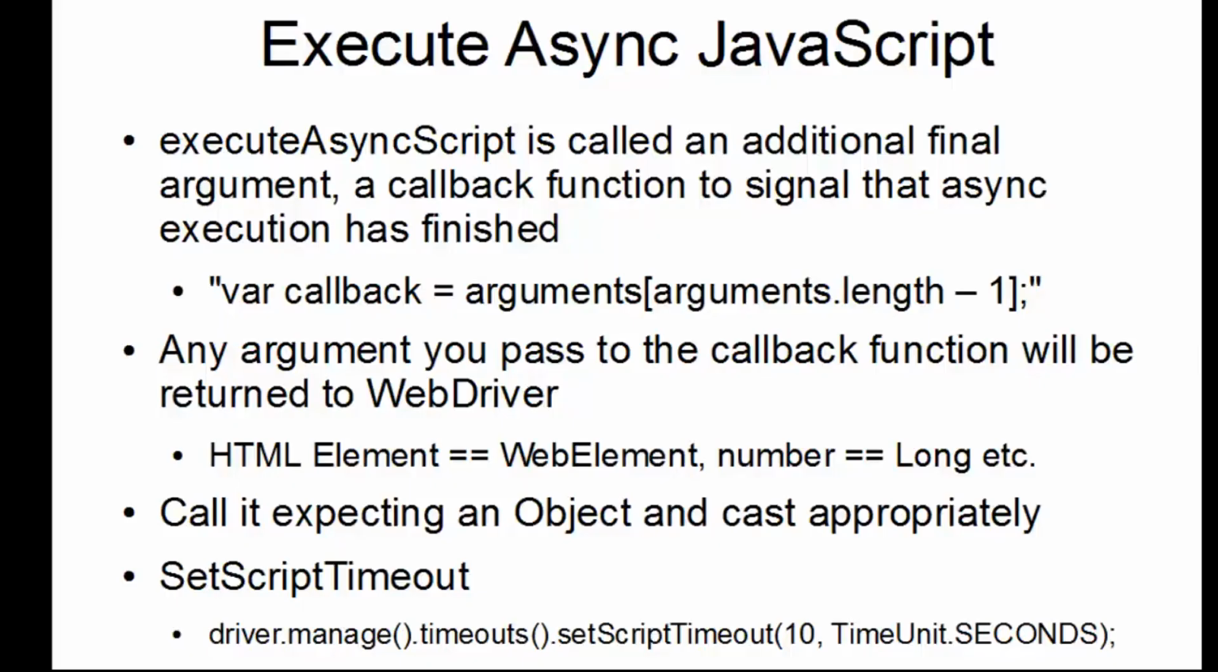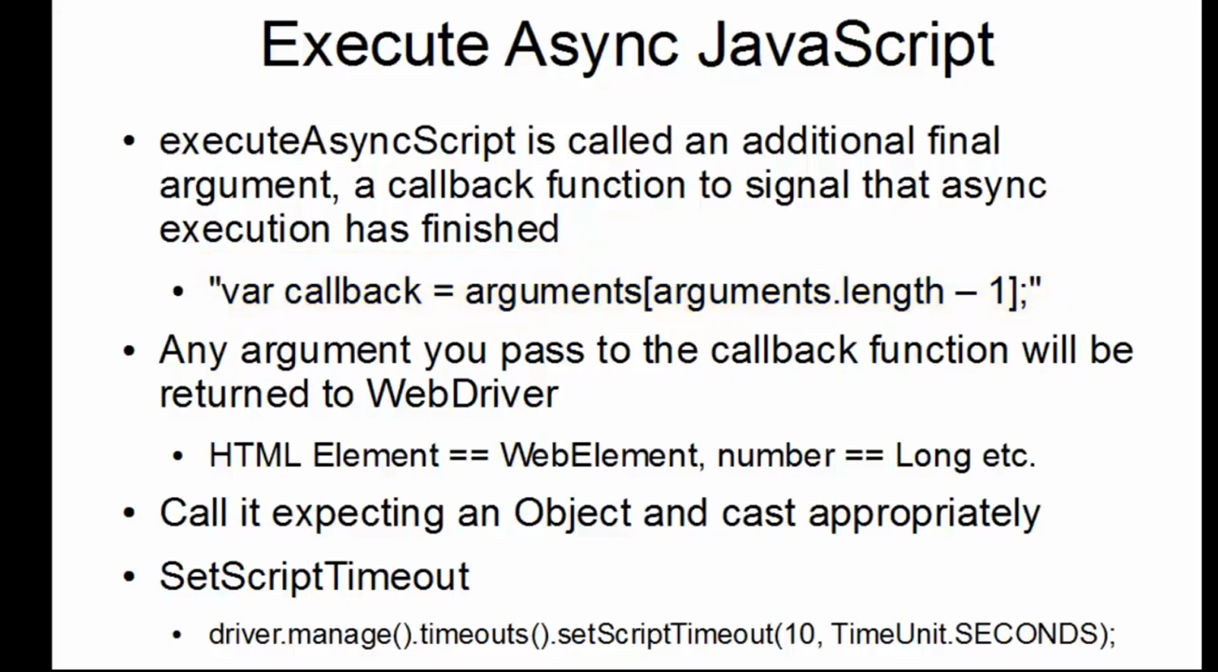So we know that the JavaScript executor has two main methods, execute script and execute async script. When we call execute async script from WebDriver, an additional argument is added into the script by WebDriver as a final argument. So you can see here, var callback equals arguments[arguments.length - 1], get the last argument. That is a callback function that we have to call from JavaScript to tell WebDriver that our asynchronous execution has finished. If we do not do that, then execute async script will time out and give a timeout exception.